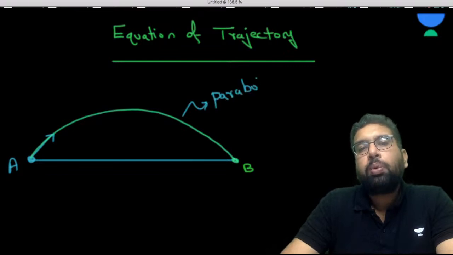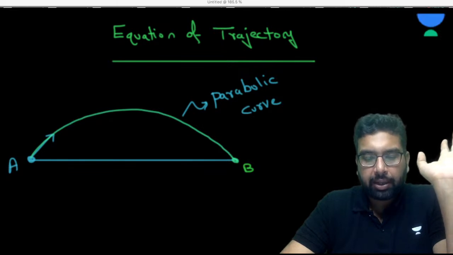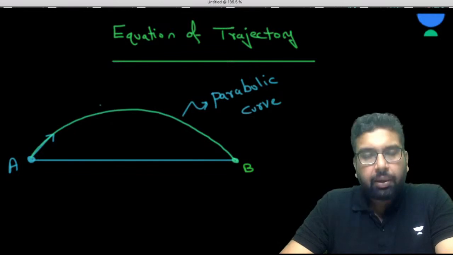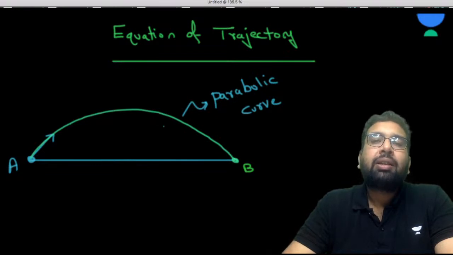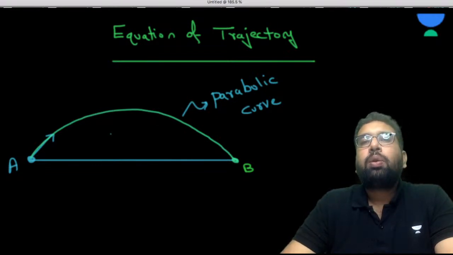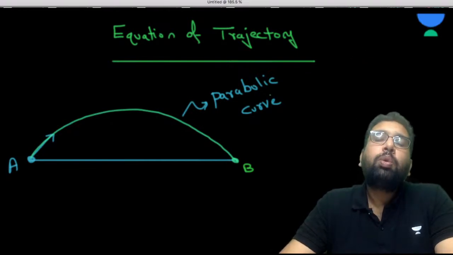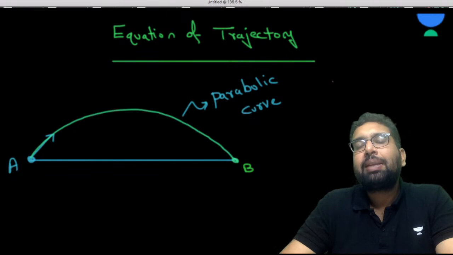Sir, how do we come to know that this is a parabolic curve? Now please understand it. For understanding any type of motion, see, whether it is parabolic or circular or a straight line, whatever kind of motion it is, you have to relate y and x. So how do you come to know that this is a parabolic curve or not? For that, what you have to do? You have to apply some mathematics.